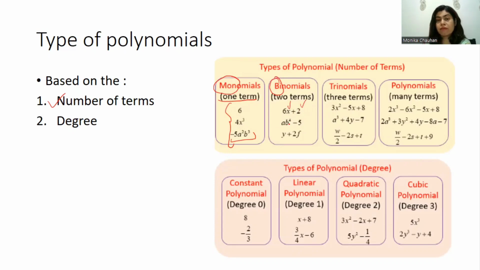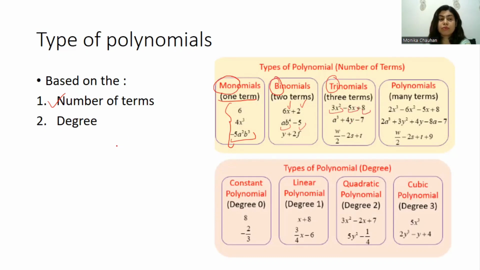a b raised to the power 4 minus 5. So you have two terms again. So it is a binomial. y plus 2f. Again, it's a binomial. Okay. So understand, two terms means binomial. Again, next is trinomial. Trinomial means you have three terms. 1, 2, and 3. It is three terms.